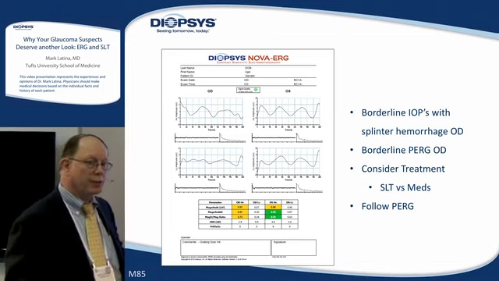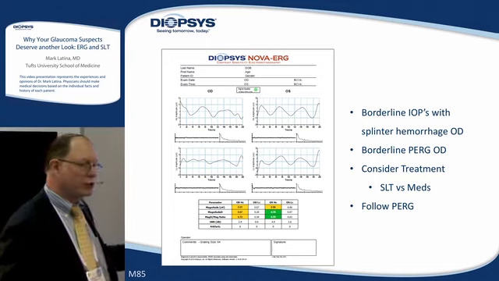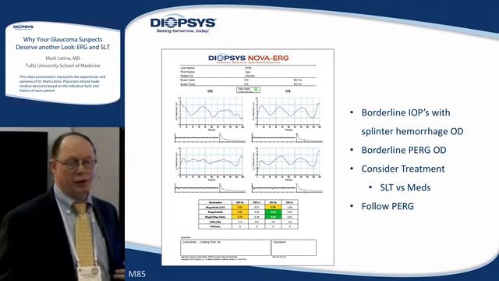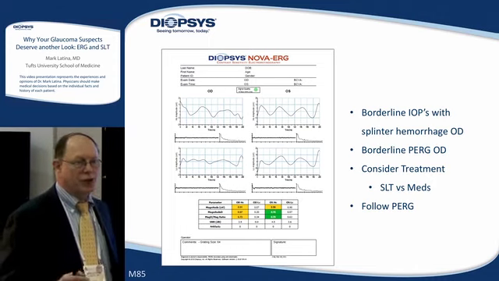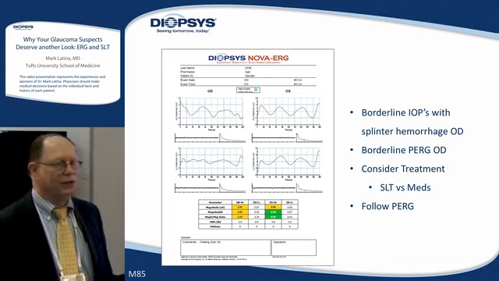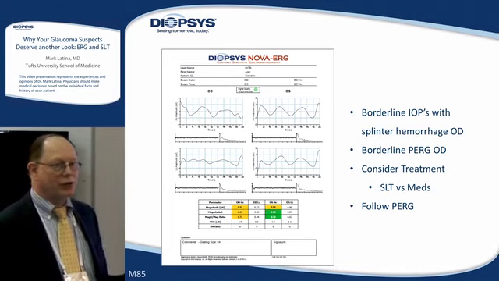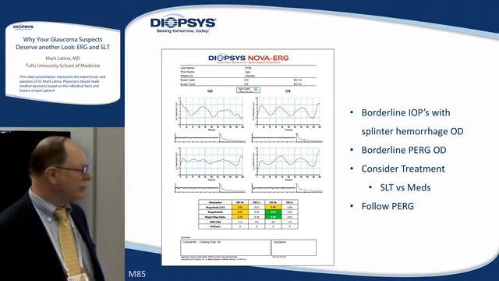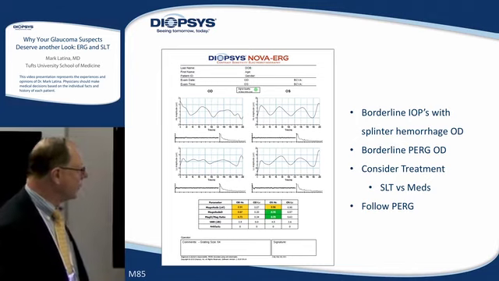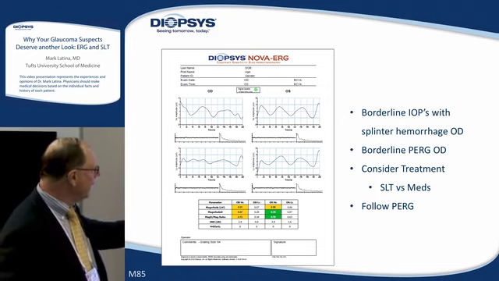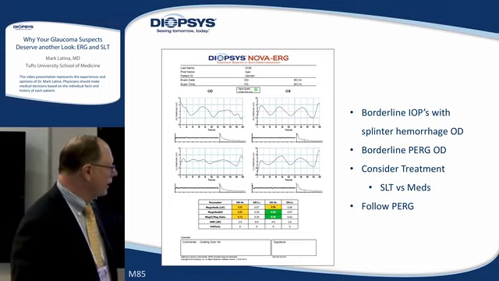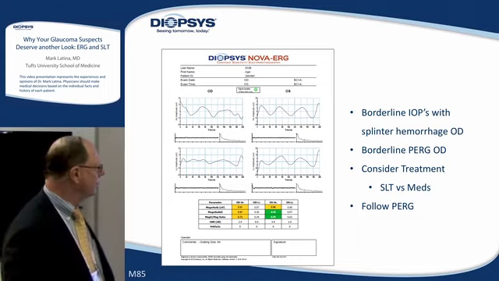Borderline changes, so it confirms that potentially these patients are under stress. Those retinal ganglion cells are under stress. Again, this may be related, and there's a lot of discussion about the vascular importance of vascular effects on glaucoma, especially low tension glaucoma. You know, how much of this is a vascular disease. So consider treatment in this patient, SLT versus medications. Again, given his pressures, I'd like to see a slightly lower pressure in this patient, so I would recommend treatment and then again follow the pattern electroretinogram.